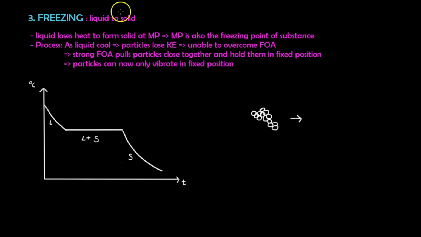Okay, freezing is really from liquid to solid. And this is when liquid loses heat to form solid at the freezing point. Okay, so this is a bit weird because melting point means from solid to liquid, right? Am I right? But the opposite is true. Okay, so melting point is also the freezing point of a substance. Okay, and the process is as such: as the liquid cools, the particles will lose their energy. And now they are unable to overcome the forces of attraction.